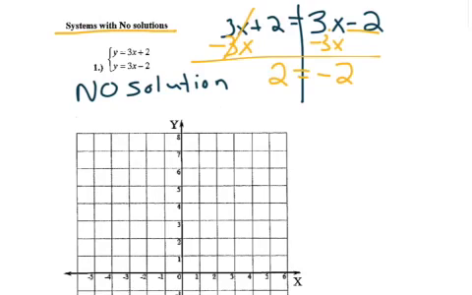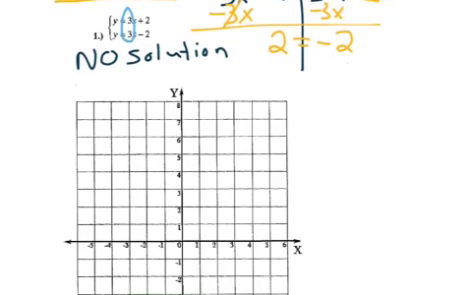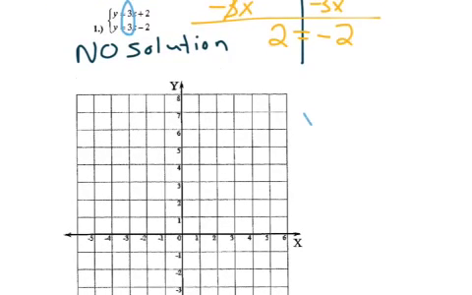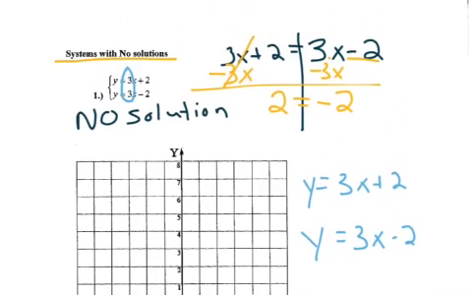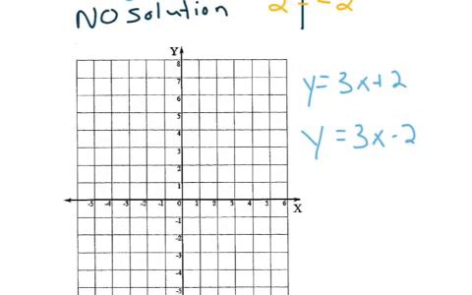You could also tell just by looking at this equation because they have the same slope but different y-intercepts. Now if we would graph this, remember my two equations are y equals 3x plus 2 and y equals 3x minus 2. So let's say on the PSSAs you forget how to solve the equations up here to determine if it was one, none, or infinite. You could always graph it. So let's graph this first equation.